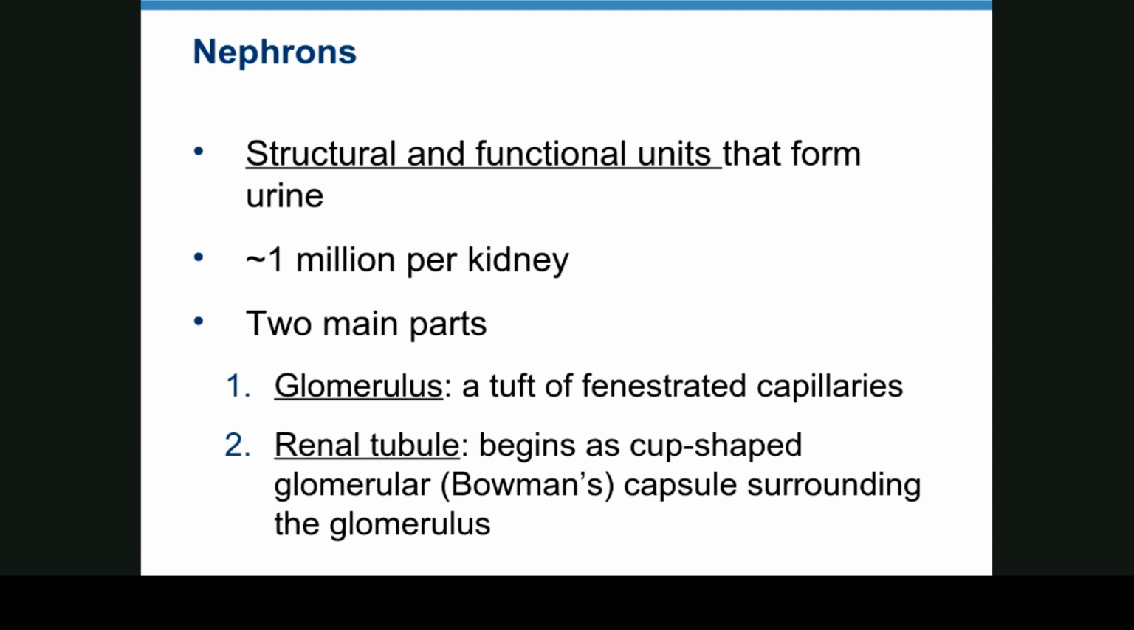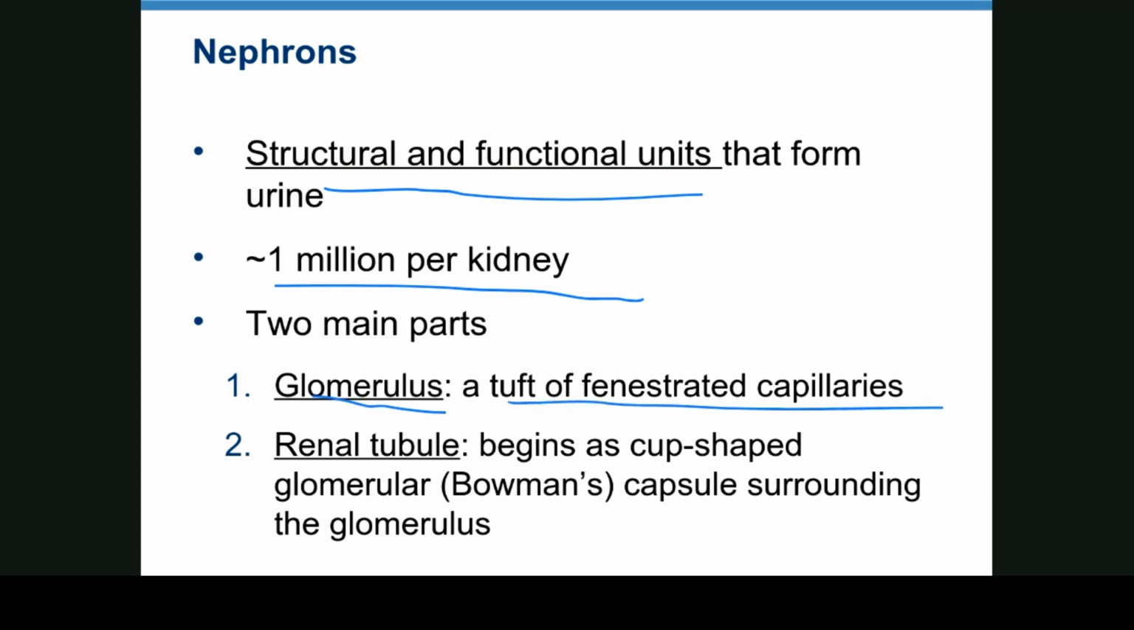Okay, a nephron is a structural and functional unit that forms urine, and there's about 1 million per kidney, so they're microscopically tiny. It's made up of the glomerulus, which is a tuft of little fenestrated capillaries. Fenestration, of course, means it has holes in it. And it has a renal tubule. It starts as a glomerular capsule or Bowman's capsule surrounding the glomerulus. So we have our little capillaries here, and incoming blood, outgoing blood, and it's surrounded by a little cup-type thing here. And it goes out into a tube.